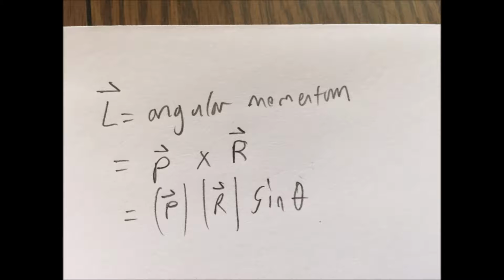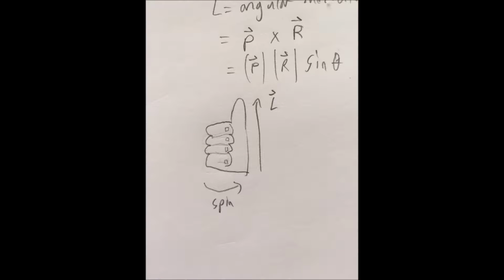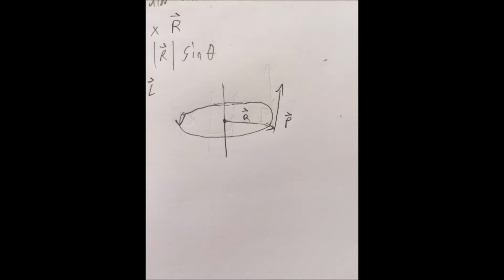Angular momentum is defined as the cross product of linear momentum and the radius vector. To determine the direction of angular momentum, use your right hand and give a big thumbs up. Your fingers will point in the direction of the spin, and your thumb will point in the direction of the angular momentum. But why does this right hand rule work?